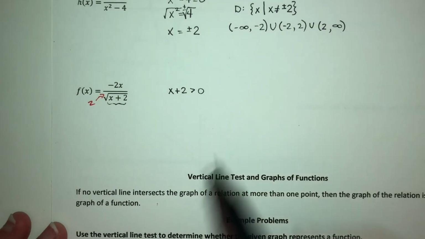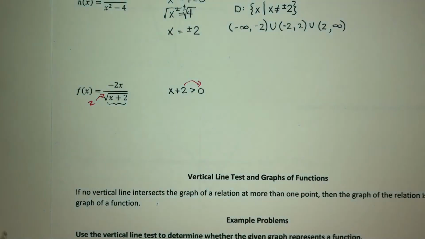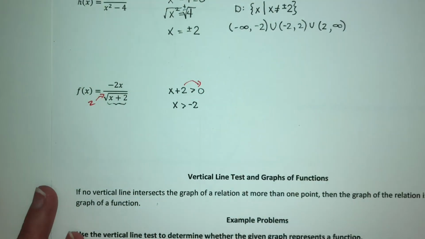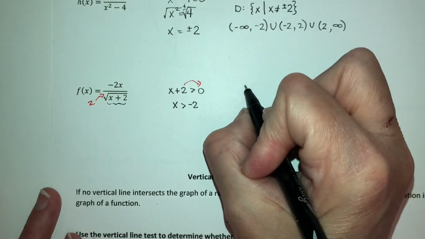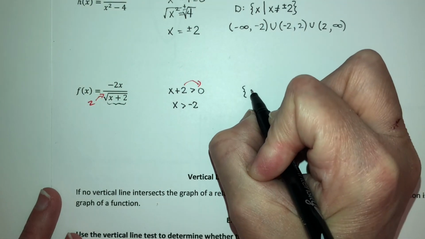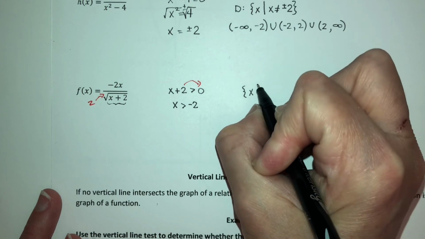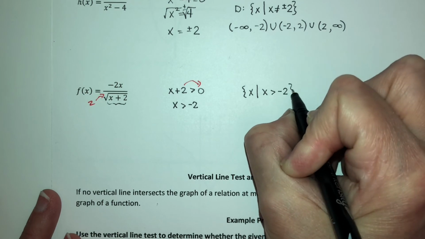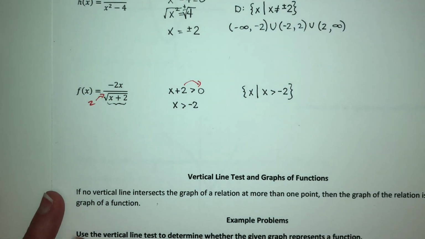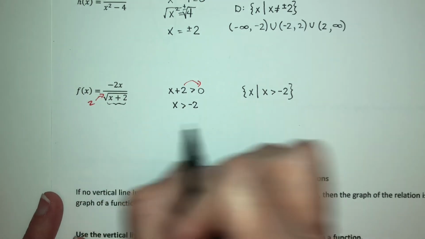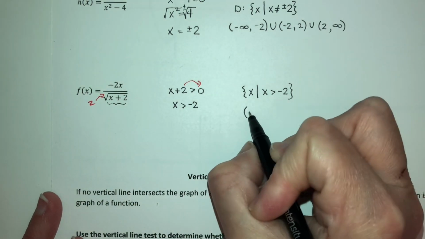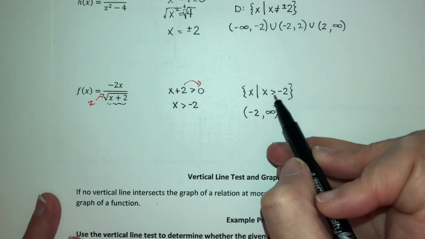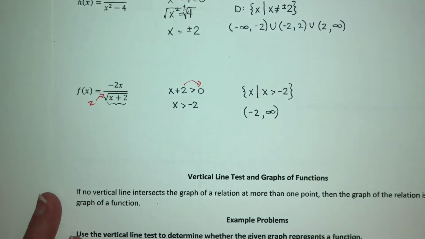So now just solve this by subtracting 2 from both sides. You get x is greater than -2. So your domain in set builder notation would look like this. The set of all x such that x is greater than -2. Okay. In interval notation, this would be from -2 to infinity. Parentheses here because this does not have an equal to on it. Infinities always get parentheses.